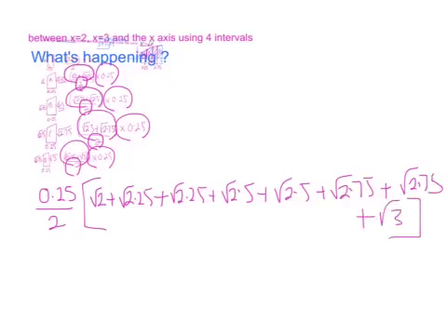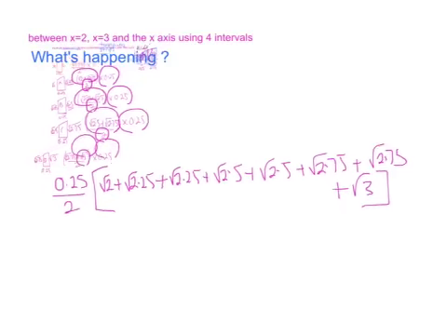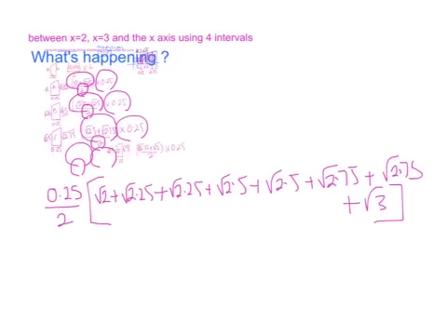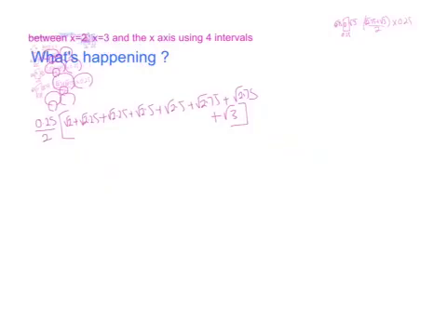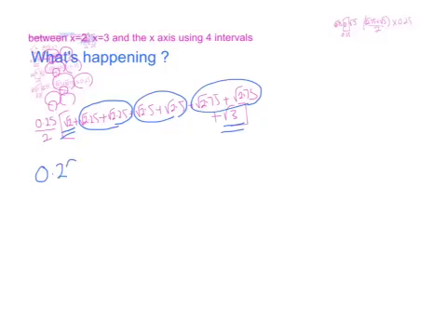Okay, now if we have a look at that in a bit more detail, can you see that this one is doubled and this one is doubled and this one is doubled? And the only ones that aren't doubled are the very first value and the very last value. So actually it would be much neater to write it as 0.25 over 2.